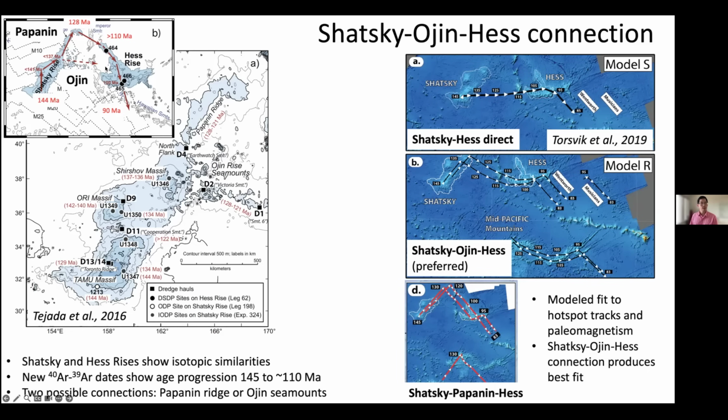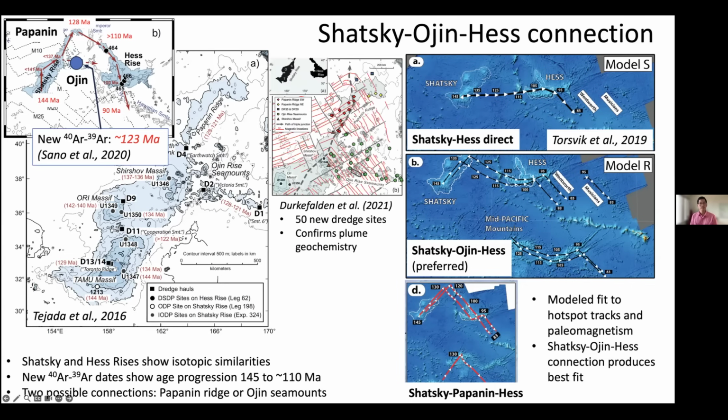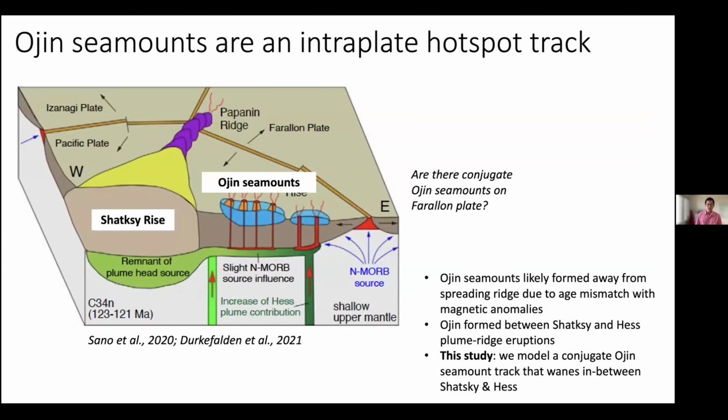Now, there's been recent work that has dredged the Ojin seamounts, and these found new argon-argon ages that give a nice age progression of magnetism along from the Shatsky into the Hess rise. And then these new dredge sites confirm a plume geochemistry in the area. So importantly, the Ojin seamounts are now thought to be a hotspot track that would have connected the Shatsky rise to the Hess rise. However, the Ojin seamounts seem to have formed off of the ridge.